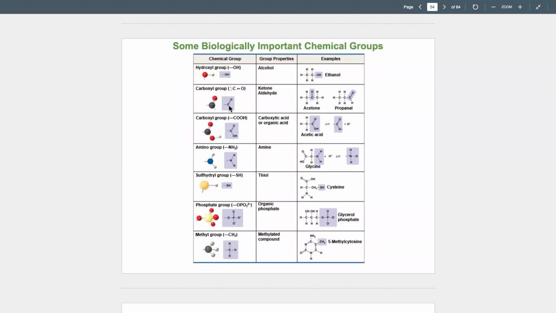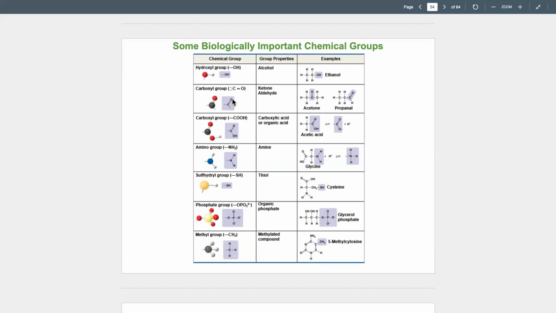The carbon double bonded to oxygen is the carbonyl group. The carboxyl group has the carbon double bonded to oxygen with an OH group. So carboxylic acid, that's what is indicative of that. Here's acetic acid drawn. So this has this shape, but what's in purple is the important part. That's the carboxyl group. So carbonyl is just basically a carbon double bonded to oxygen.